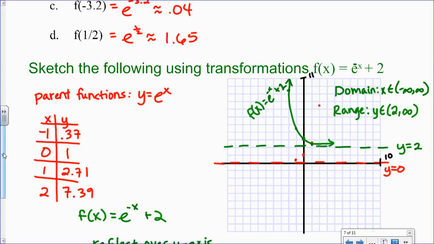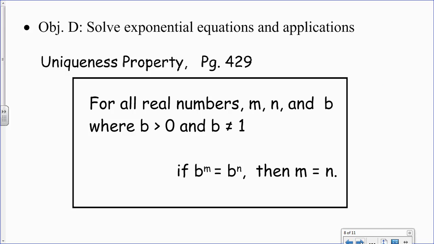So when we go to this next objective here, D, we are going to start solving exponential equations. And then we will also look at an application. So to solve exponential equations for now, we want to use this uniqueness property. Now in the next section, we'll start talking about logs, so we'll solve using logs as well. But for right now, we want to use the uniqueness property.